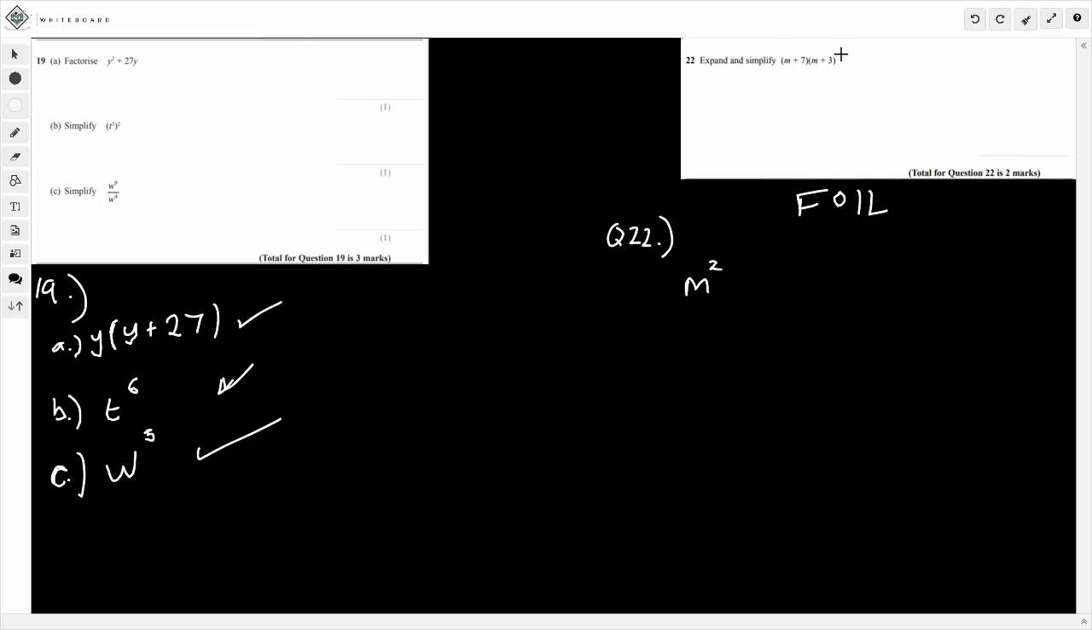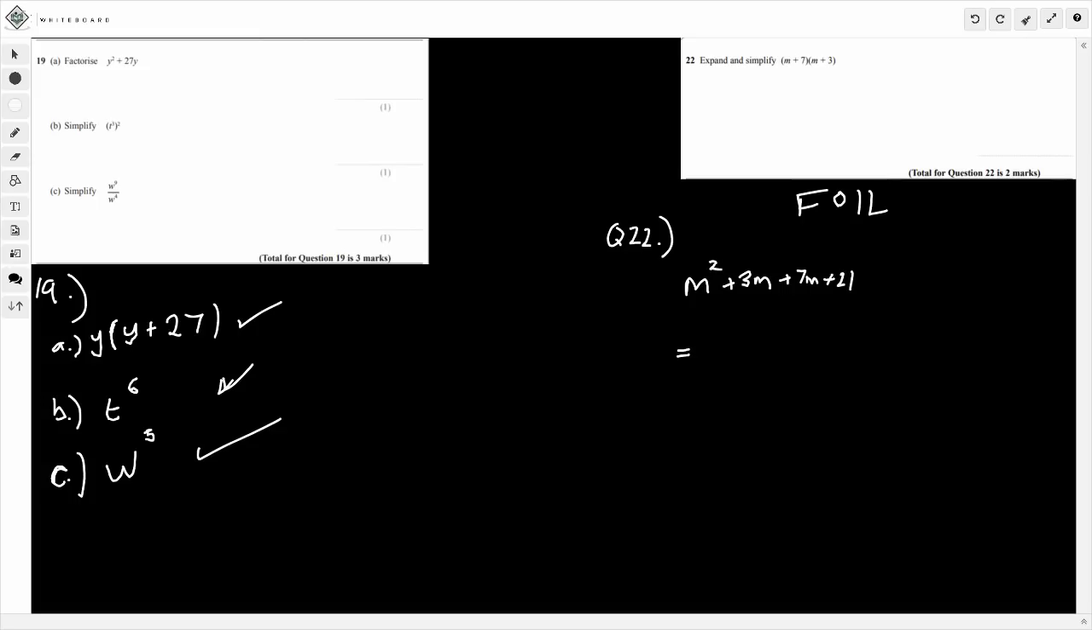Outside, so m times 3, that gives me plus 3m. The inside, so this is this one and this one, so 7 times m gives me plus 7m. 7 times 3 plus 21. So let's simplify that. That means just collect like terms where possible.